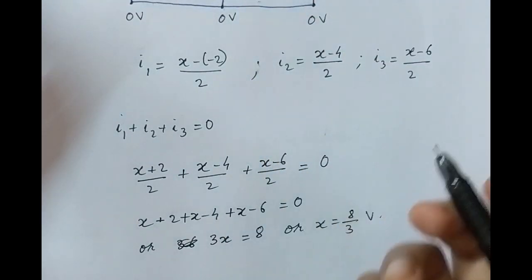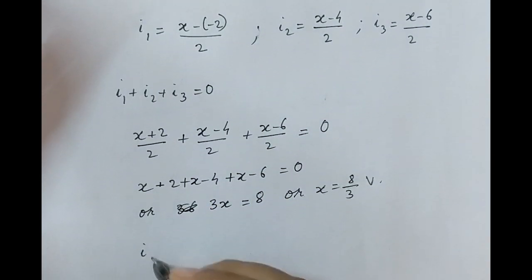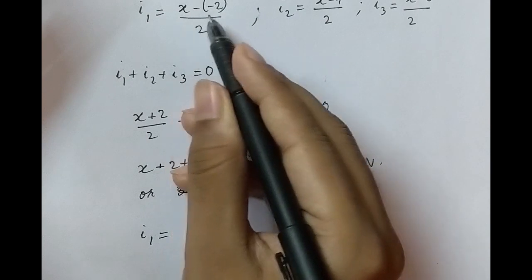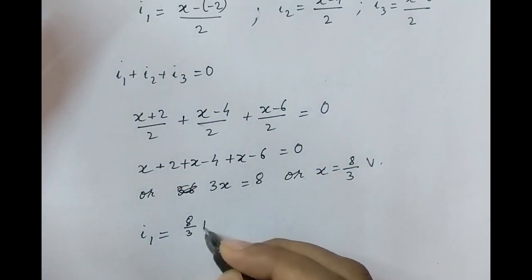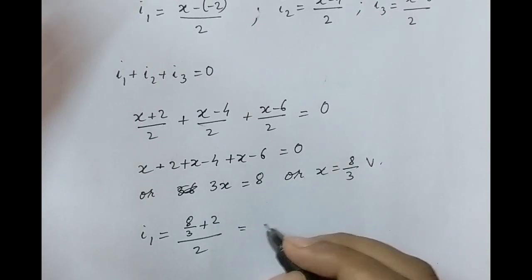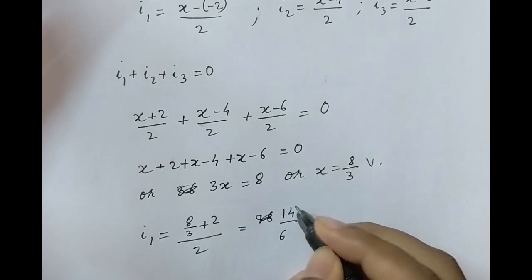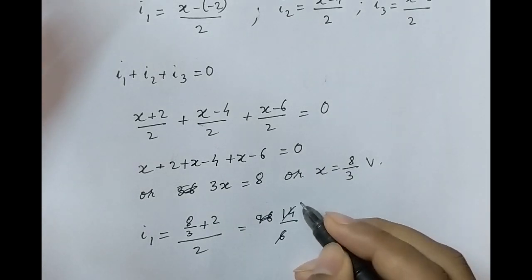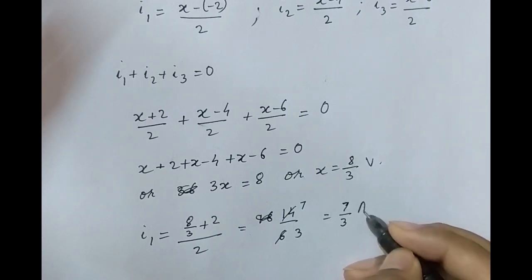Once I have the potential, then I can go back to the way we proceeded in the previous sums. I can get I1, which we have as x plus 2 by 2. So 8 by 3 plus 2 divided by 2, that gives me 14 by 6 ampere. 14 by 6 gives me a 7 by 3. So 7 by 3 amperes.